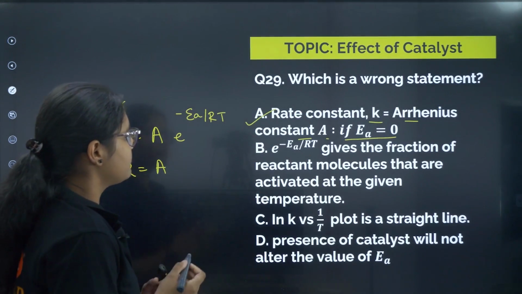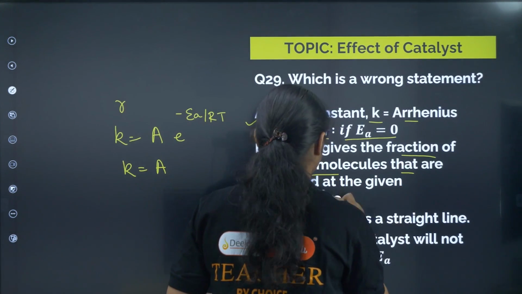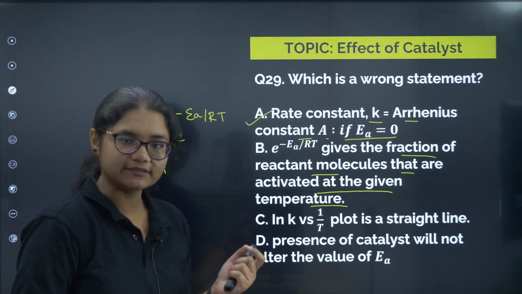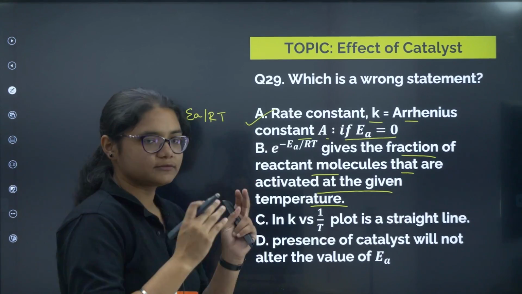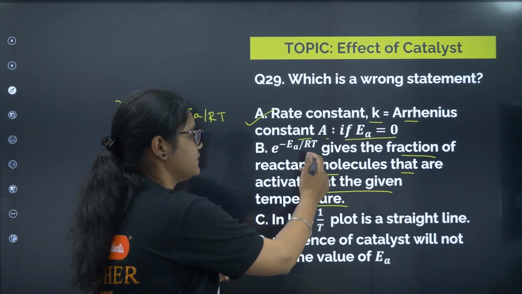Next, e to the power of minus Ea by RT gives the fraction of reactant molecules that are activated at the given temperature. This is also a correct statement. From the Boltzmann curve, we'll get the fraction of molecules that are activated is given by this fraction.